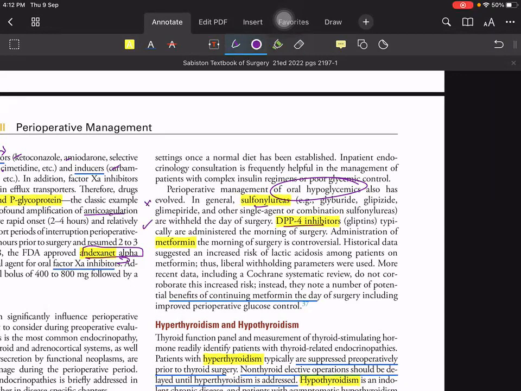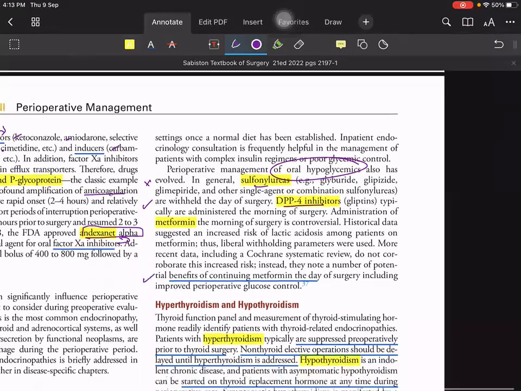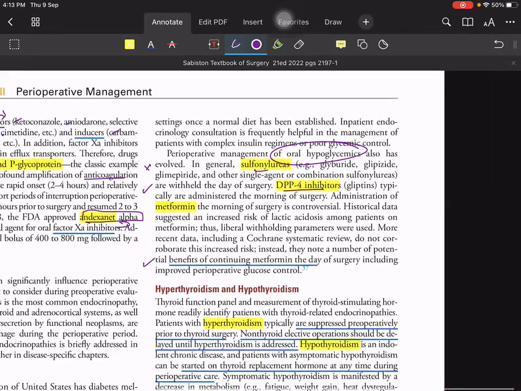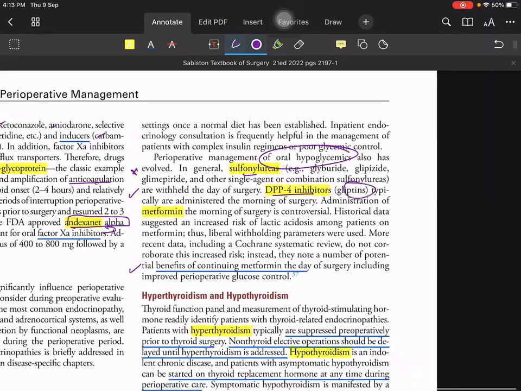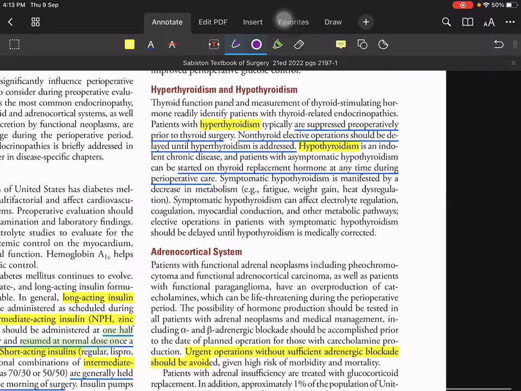What about metformin? Metformin has had many controversies, but finally they are telling that you can take metformin, continuing it to the day of surgery, including perioperative glucose control. So sulfonylurea you should withhold, and DPP-4 inhibitors like gliptins can be administered. Metformin should be administered.